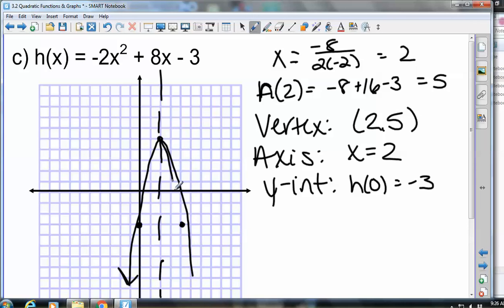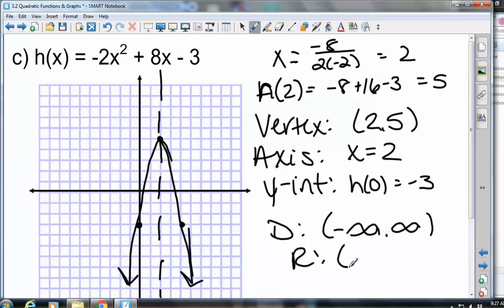So is this a maximum or a minimum? Maximum, because it opens down. Alright, so domain, range, negative 5.